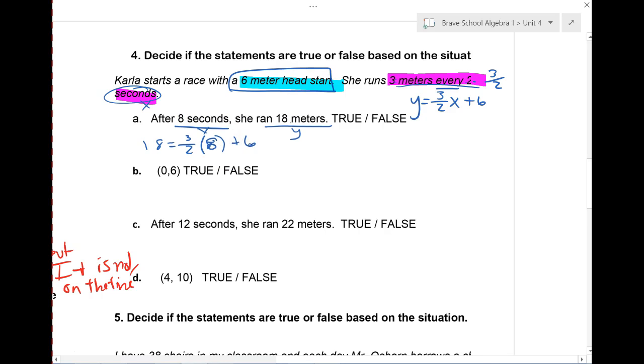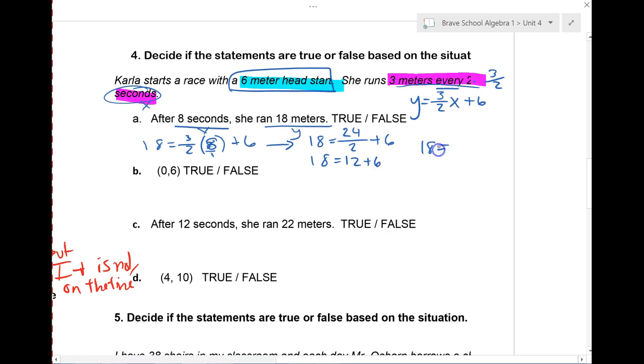Okay, now you have to remember how to multiply your fractions. Remember, we have to put the fraction over 1, and then we multiply across. 8 times 3 is 24. Actually, let's do this on the next line, or move it over a little bit. So 18 equals 8 times 3 is 24, and then 2 times 1 is 2. Then we divide. 24 divided by 2 is 12.